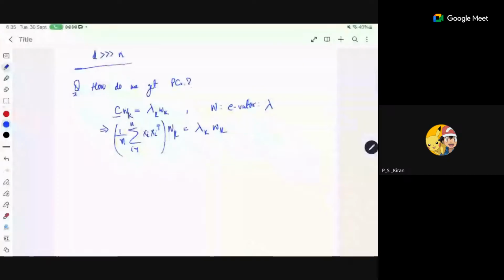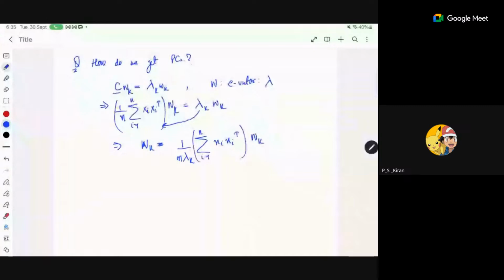Okay. So if that's the case, then I can write my wk to be equal to, I will take this lambda k down. So this is going to be 1 upon n lambda k, sum over xi xi transpose, i varying from 1 to n, times wk you will have. Is that okay? All right. So now what else can we do here?